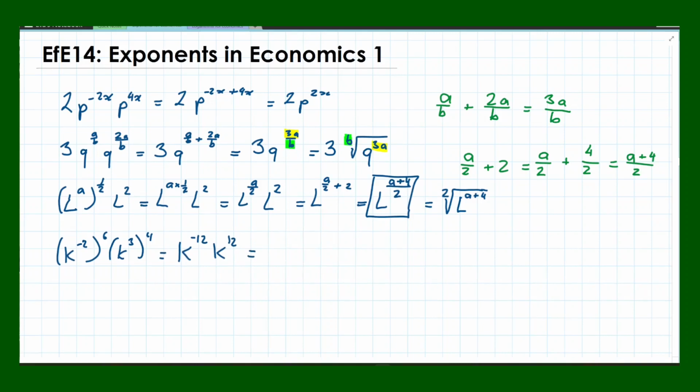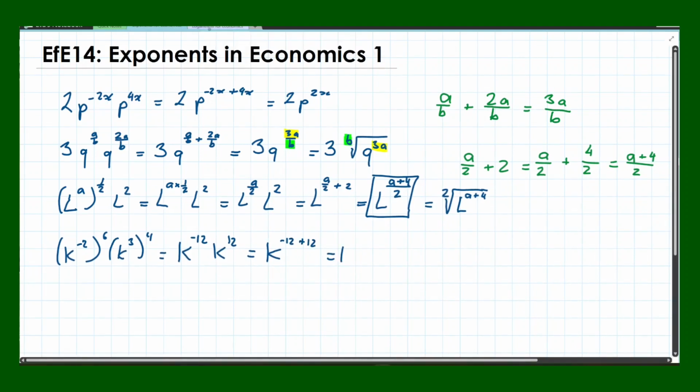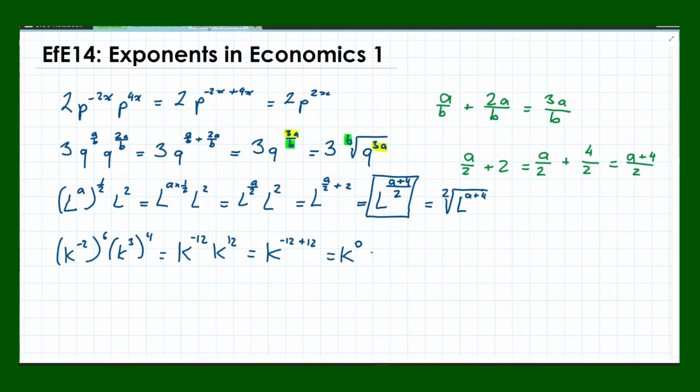Okay, next step. I have got base k in both terms. I've got k to the negative 12 and k to the 12, so I just need to add these powers together. Negative 12 add positive 12 just makes 0. And now I remember that any base whatsoever raised to the 0 power is always equal to 1. So this relatively complicated looking double bracket expression is just 1 in hiding.